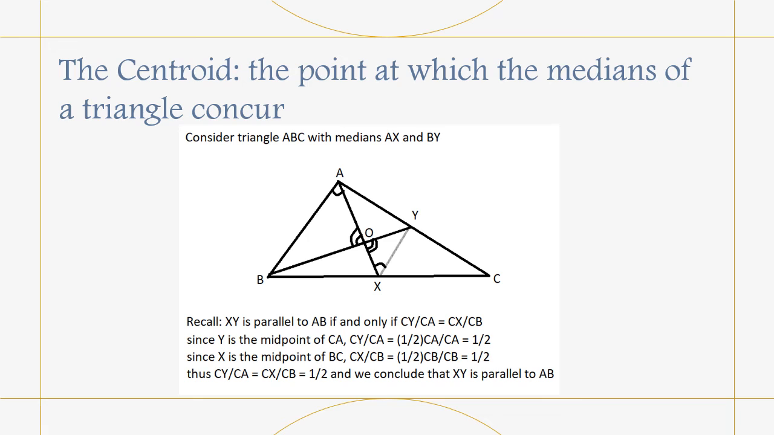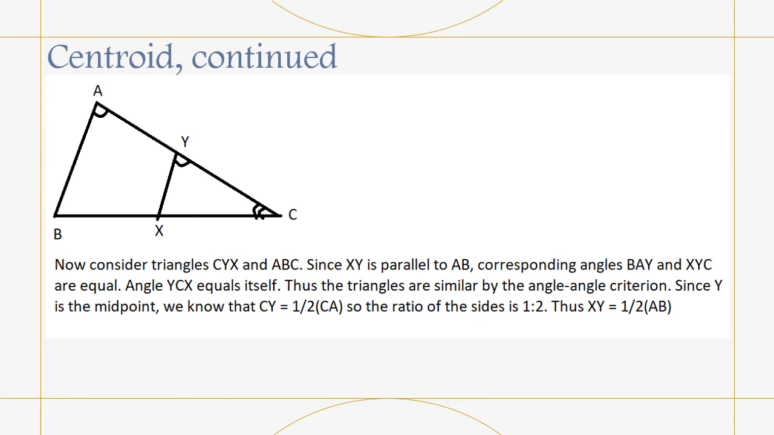Recall, XY is parallel to AB if and only if CY over CA equals CX over CB. That was the theorem with the long and involved proof that we just discussed. Since we know Y is the midpoint of CA, CY over CA equals 1/2 CA over CA, which equals 1/2. Similarly, since X is the midpoint of BC, CX over CB equals 1/2. Thus, CY over CA equals CX over CB, which equals 1/2, and we can say that XY is parallel to AB.